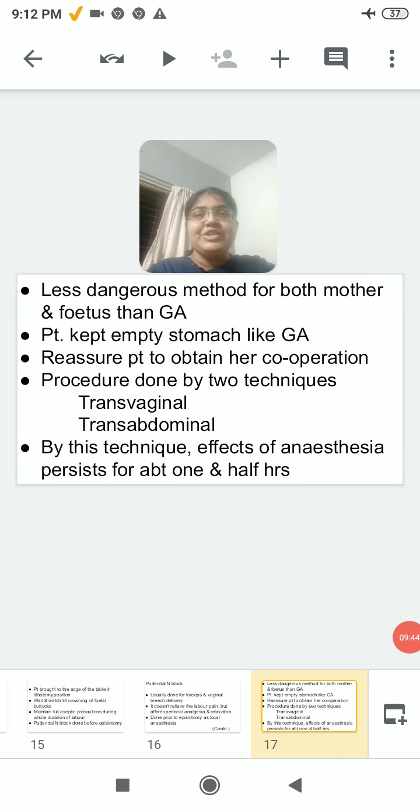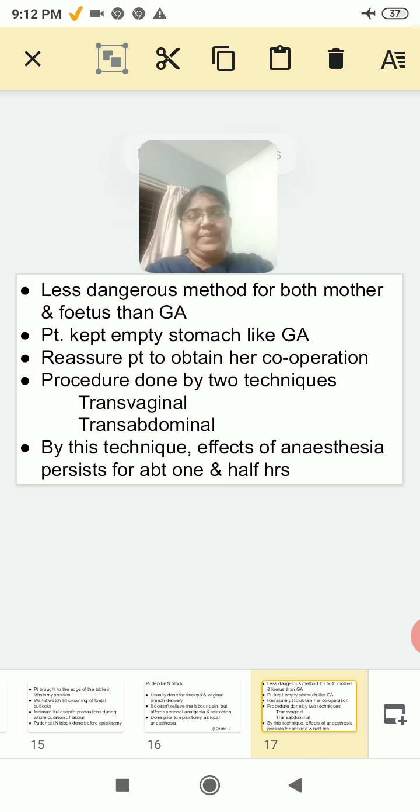It is a less dangerous method for both mother and fetus than general anesthesia. The patient is kept on an empty stomach, like for GA. Reassure the patient to obtain her cooperation. You have to reassure the patient that she does not need to worry, everything will go fine. And this reassurance is important to get cooperation from the patient. The procedure is done by two techniques, either transvaginal or transabdominal. By this technique, the effects of anesthesia persist for about 1.5 hours, that is 90 minutes.